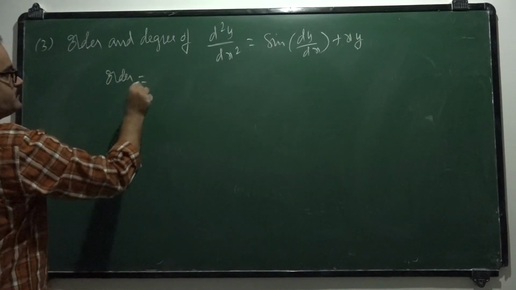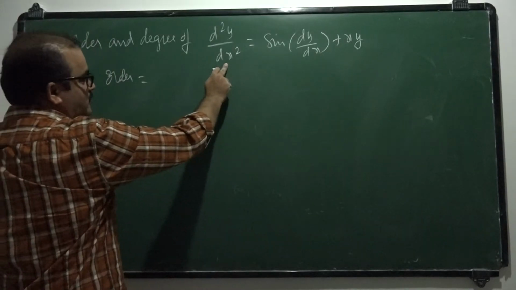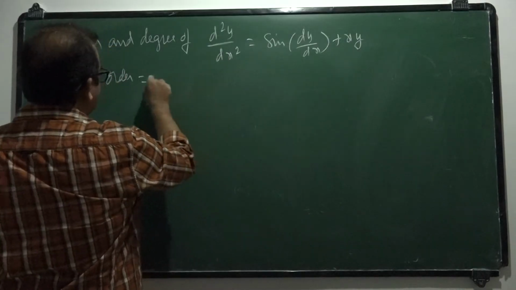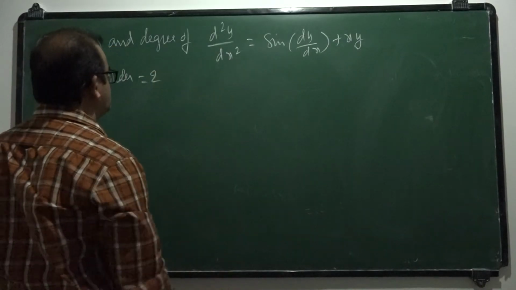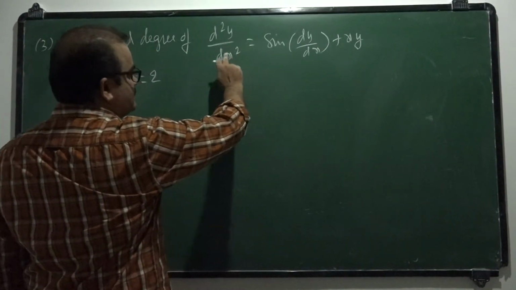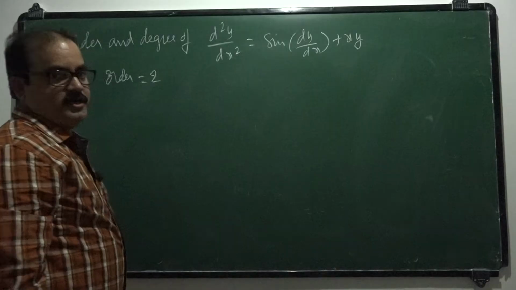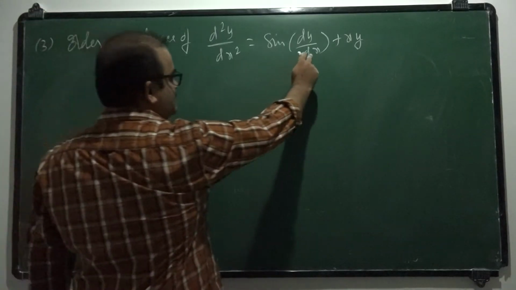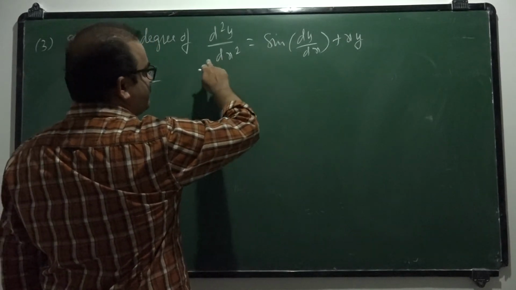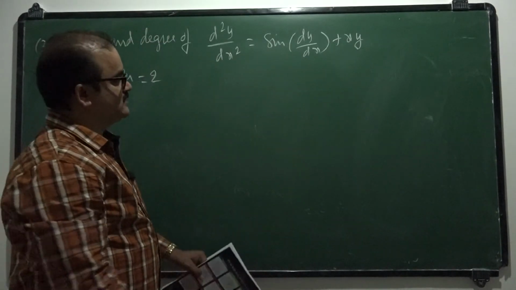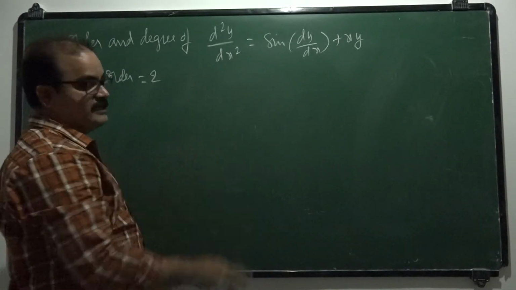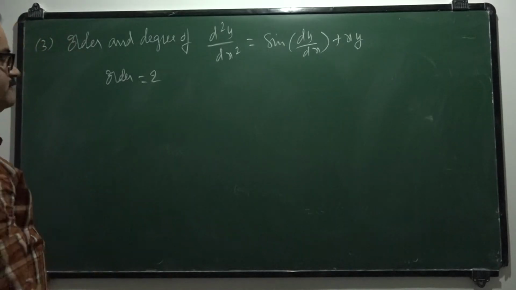Order: here it is the second order derivative, and this is the first order derivative. So the highest order is second order. So order of this equation is 2. Next, degree. Observe that this equation is not a polynomial equation because this derivative dy by dx is in terms of sine. If the given differential equation is not a polynomial equation in derivatives, its degree cannot be defined.